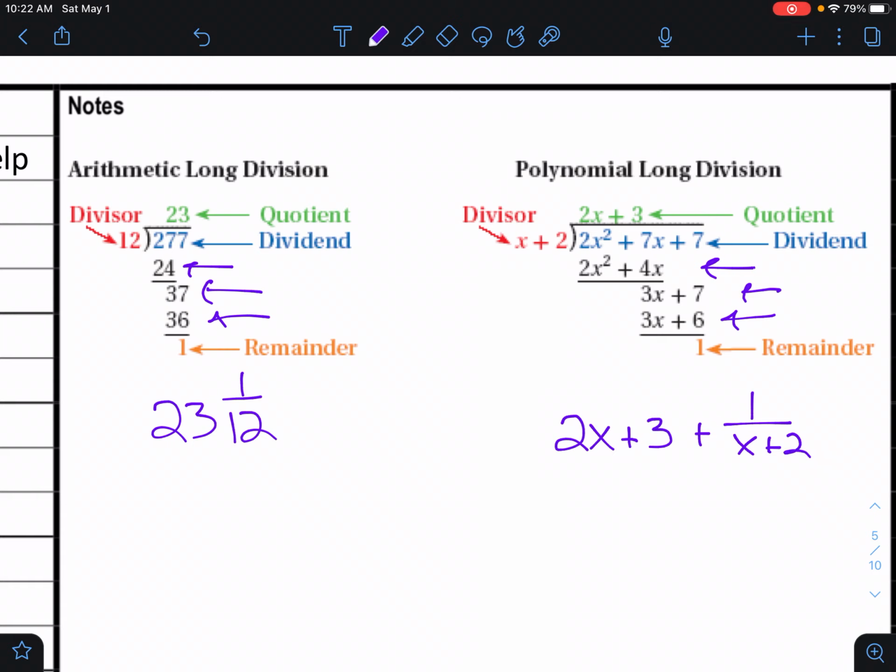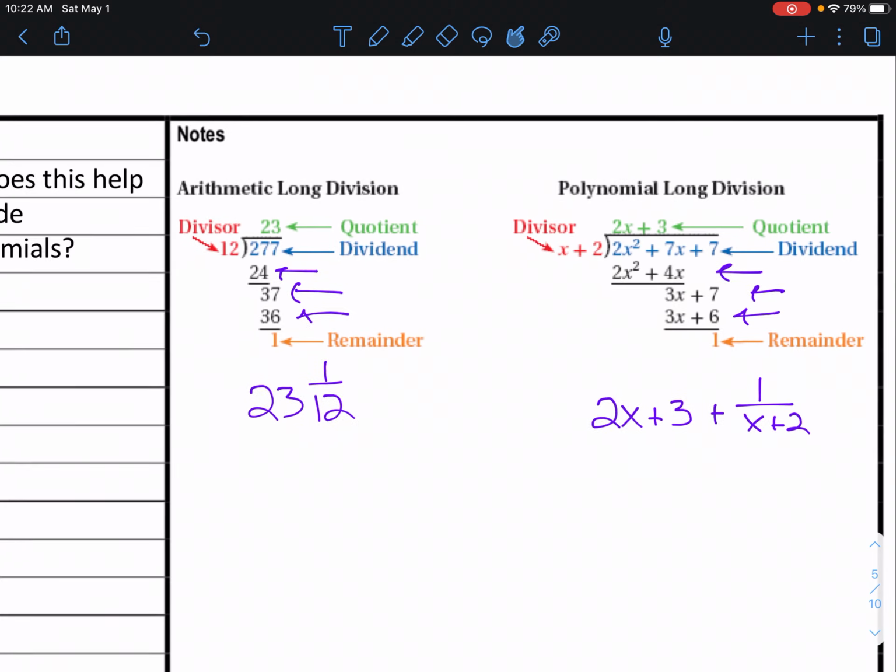So this is how we would write our fractional part with this. Don't forget that little plus sign, and don't forget your divisor. But that's how you do it. But notice how tied and close these are. And we're going to do the same process here.